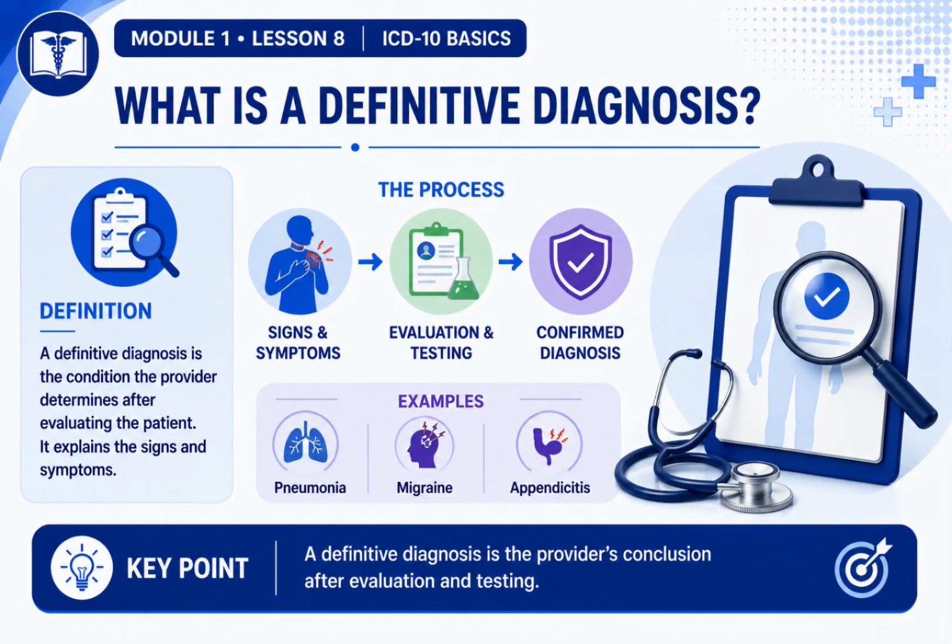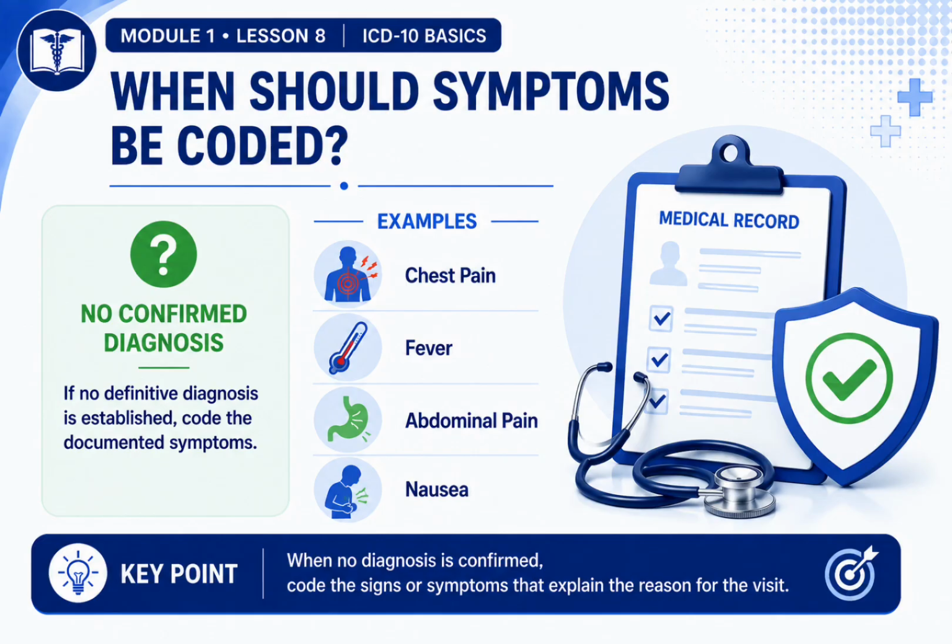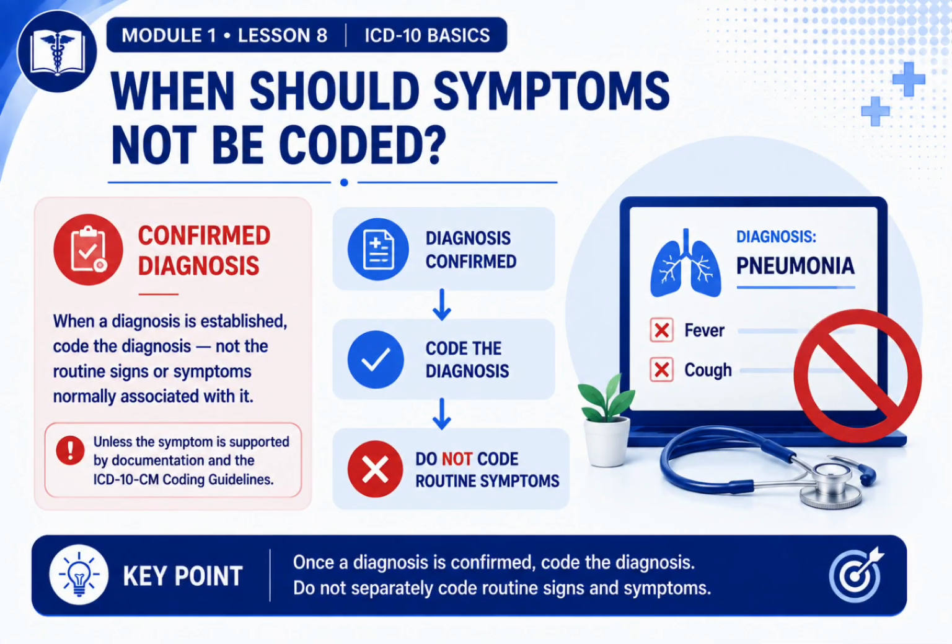A definitive diagnosis is the condition the provider confirms after evaluating the patient and reviewing the available information. Once a diagnosis has been established, it usually explains the patient's signs and symptoms. If the provider has not established a definitive diagnosis by the end of the encounter, you should code the documented signs or symptoms. These explain the reason for the visit and accurately reflect the patient's condition. When a definitive diagnosis has been confirmed, you generally report the diagnosis instead of the routine signs and symptoms associated with that condition. This helps avoid coding the same clinical information twice.